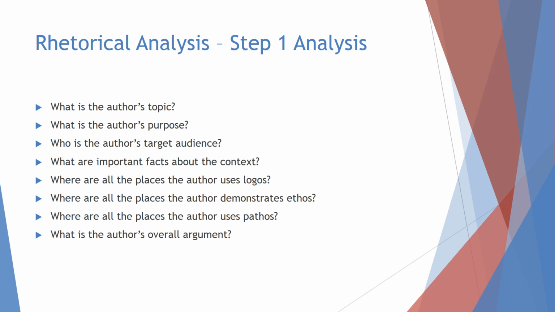So here's the analysis. Here are the things that you're going to look at, the parts that you're going to look at to understand how the whole argument is working. You look at the author's topic. What is the author's purpose? What are they trying to get the audience to do? Who is the author's target audience? Who are they trying to convince to do this particular action? Who would it make sense would be able to make this change?